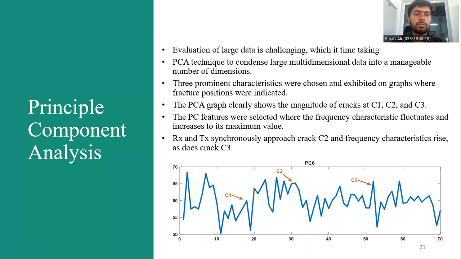After that, we use principal component analysis because evaluation of large data is challenging. We have taken almost 150 data points, which is very challenging and time-consuming. So PCA techniques condense large multi-dimensional data into a manageable number of dimensions. Three prominent characteristics were chosen and exhibited on graphs where fracture positions were indicated. So the PCA graph clearly shows the magnitude of crack 1, crack 2, and crack 3.